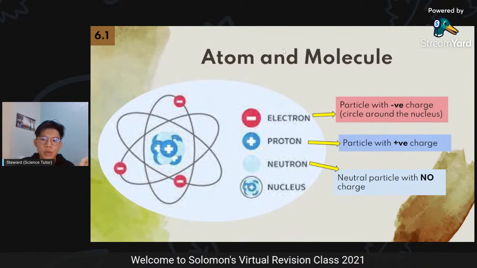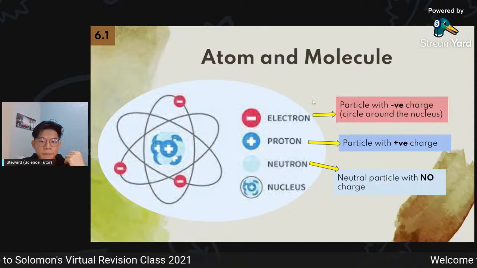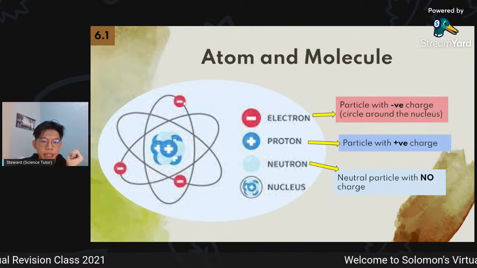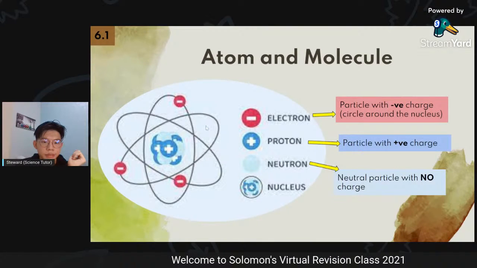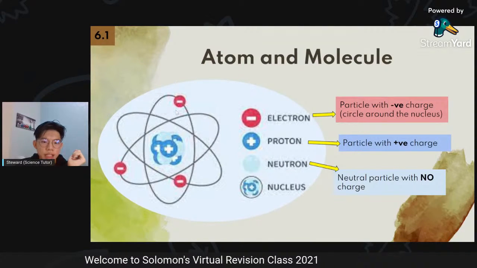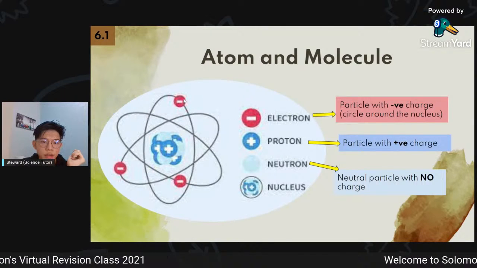All right, so next we will proceed with atom and molecule. Okay, atom and molecule. As you can see, this whole thing is the atom. Okay, so you can see the atom consists of three things. Three important things. One is the electron, the red color one.